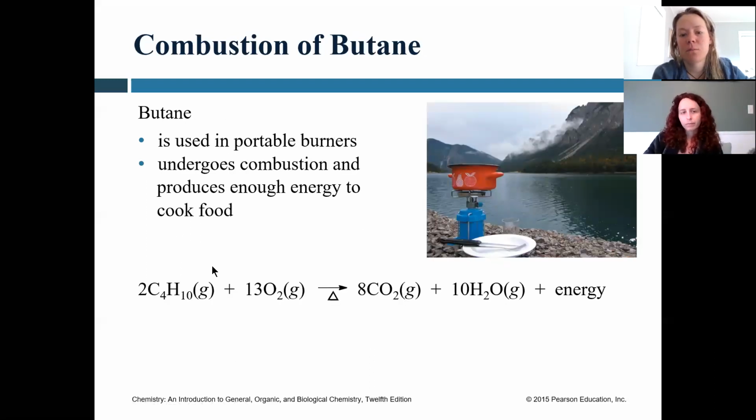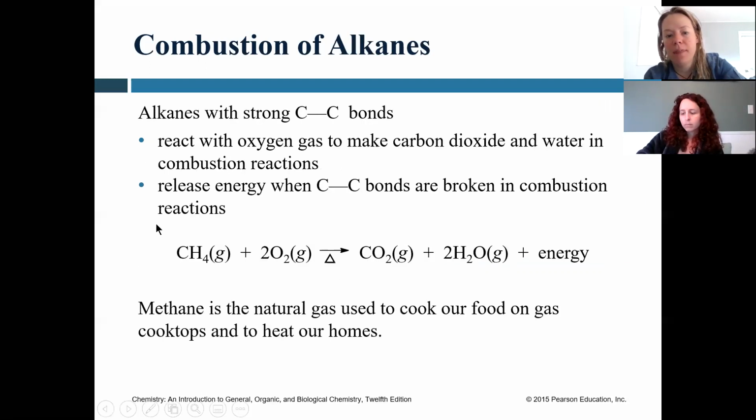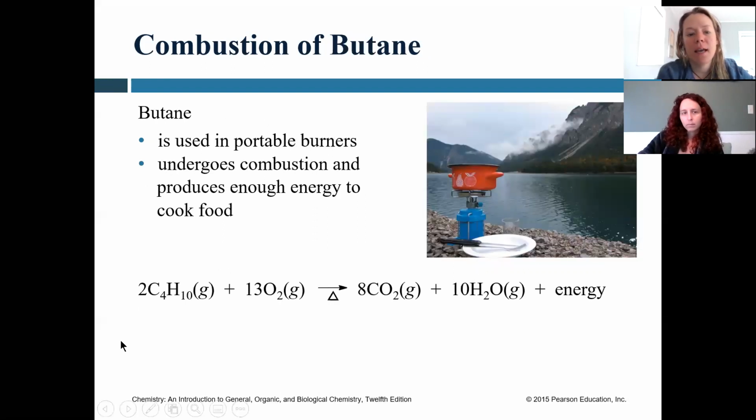Combustion of butane. So butane's a little bit different than what we had going on here with methane. Methane, we had 1 carbon. Butane, we have 4 carbons. And when we balance it out stoichiometrically, 2 butane molecules will combine with 13 oxygen molecules to produce 8 CO2s and 10 H2Os. Butane a lot of times is used in portable burners because you get a lot more bang for your buck. There's more carbons in there. There's more energy produced, so you don't have to bring such a big canister.